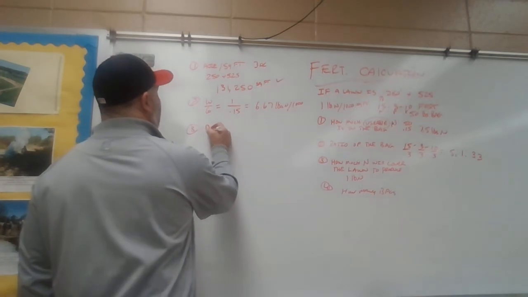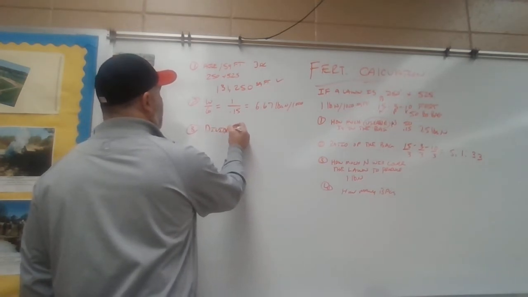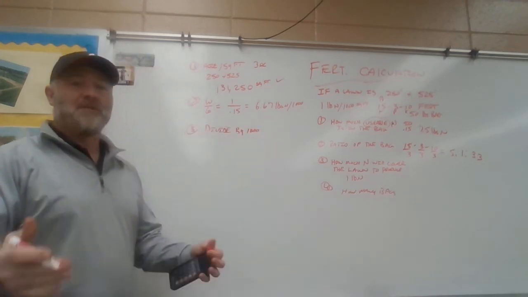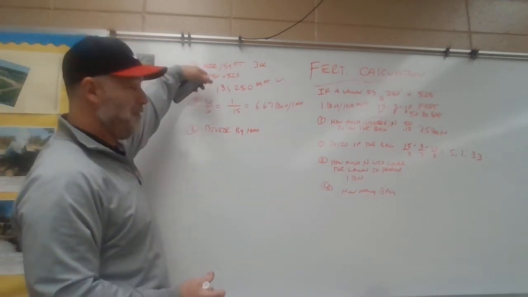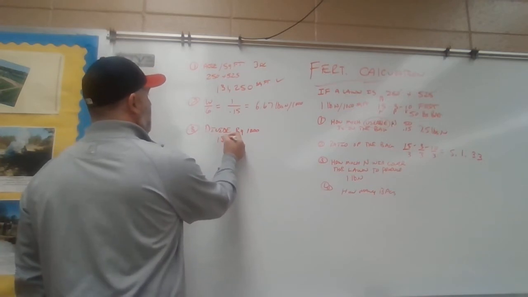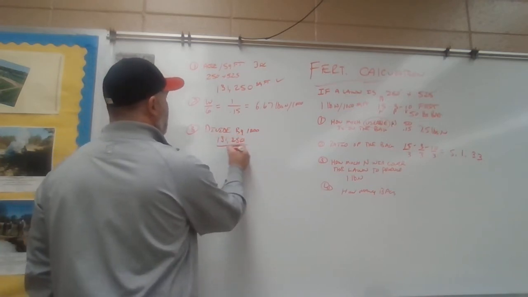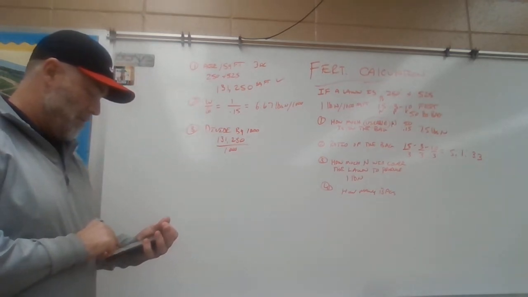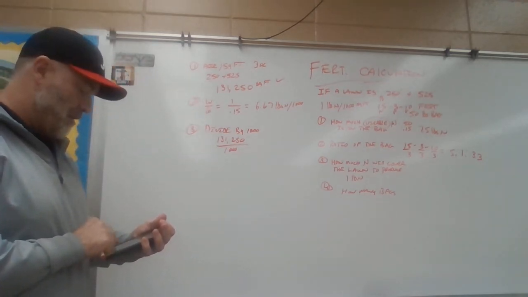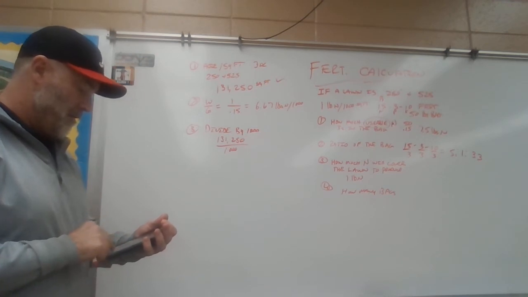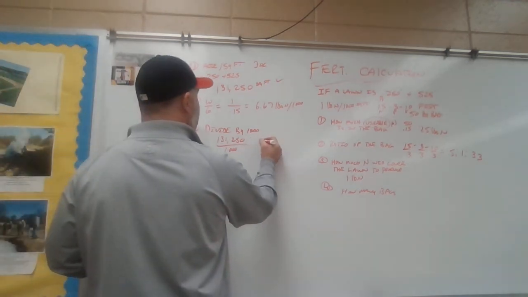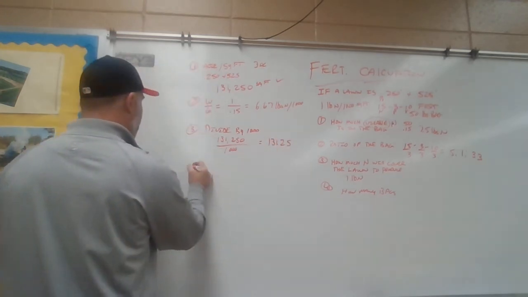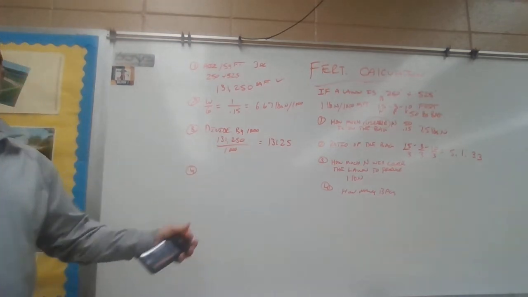Step three, divide by 1,000. What are we dividing by 1,000? The square footage. Gives us 131.25. What are we doing with that?